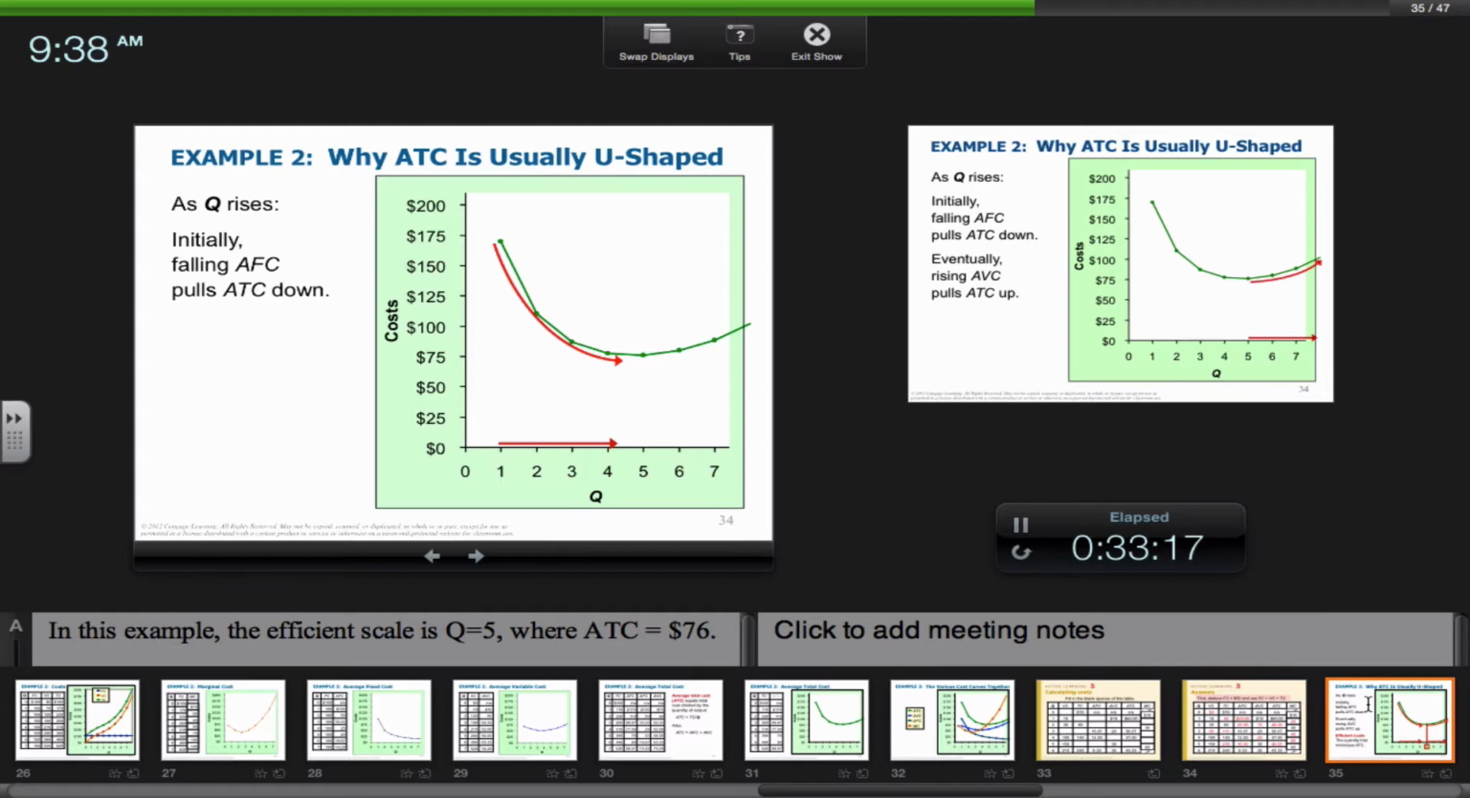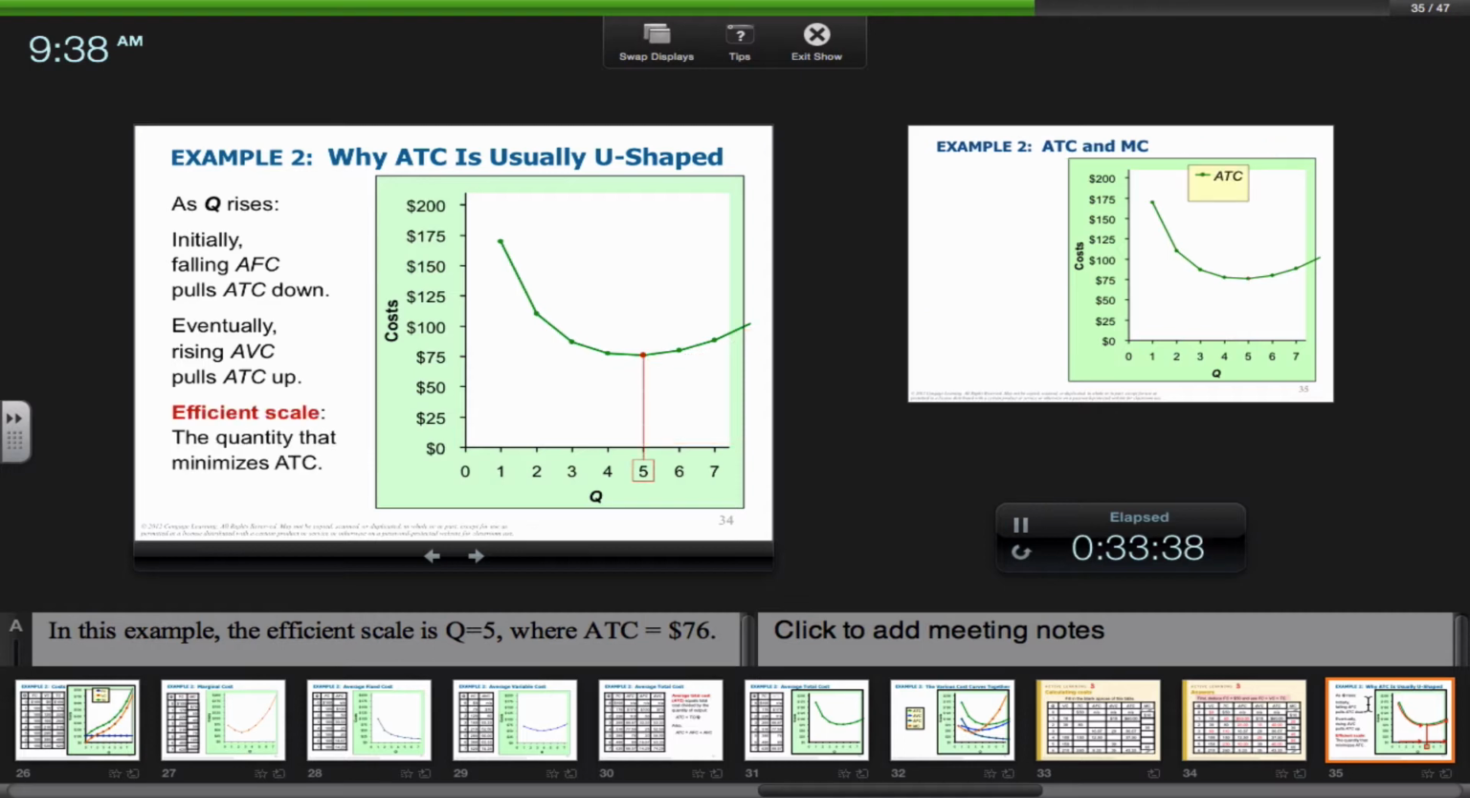All right. Why is the ATC U-shaped? Why is average total cost U-shaped? Because the average fixed cost pulls the average total cost down at first, and then as the average variable cost increases, it pushes the average total cost back up. So where is the maximizing quantity? So you use the lowest cost.